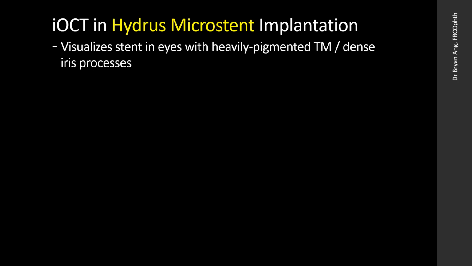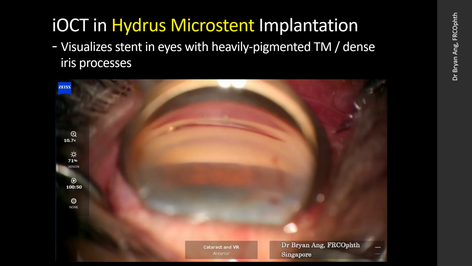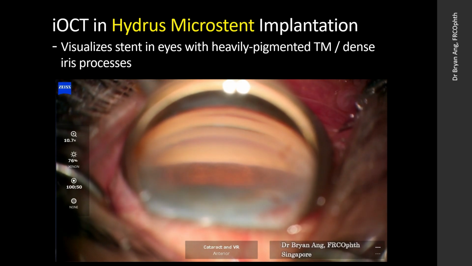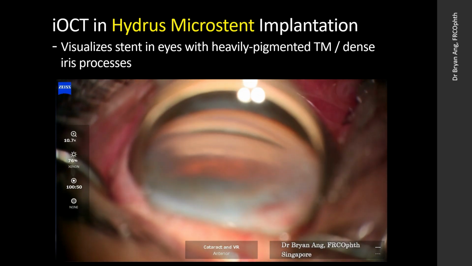The iOCT may be particularly useful for Hydrus implantation in eyes with very heavily pigmented trabecular meshworks or with dense iris processes. In these eyes, visualization of all 3 windows of the Hydrus in the Schlemm's canal is difficult, and thus the iOCT would be helpful in confirming the placement of the stent. This was one such case of mine. This angle, as you can see, is open but densely pigmented.